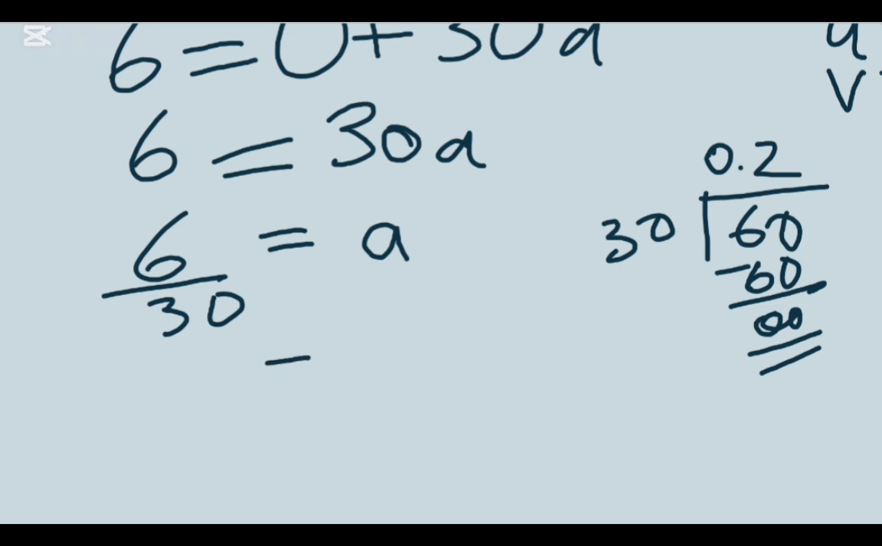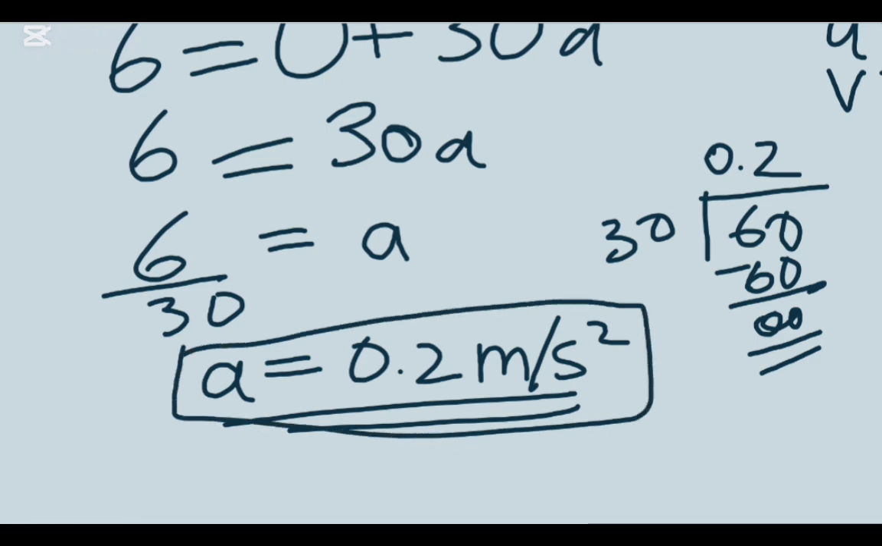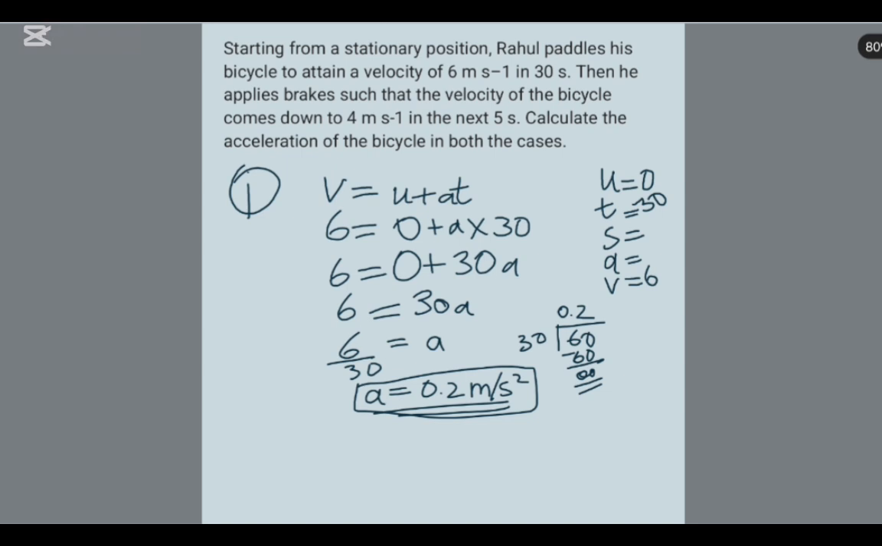So the value of the acceleration in the first case is going to be 0.2. Do not forget the unit, meter per second square. Acceleration is always in meter per second square. Now we have found out what the first case is. The acceleration in the first case is 0.2 meter per second square. Now we have to find the second value.